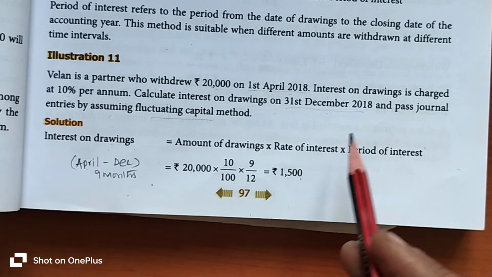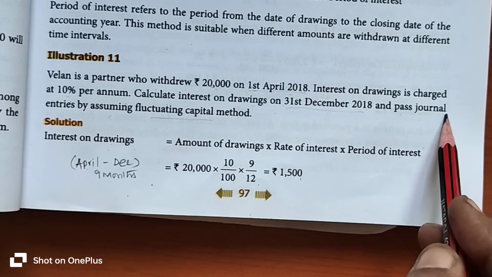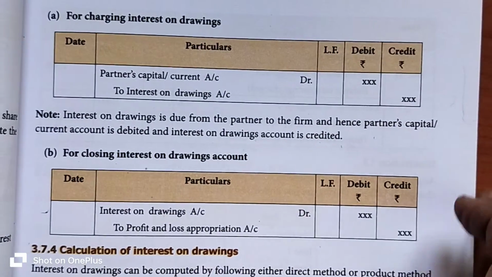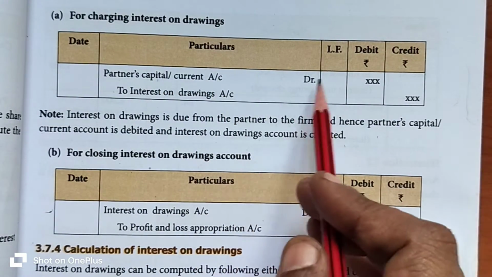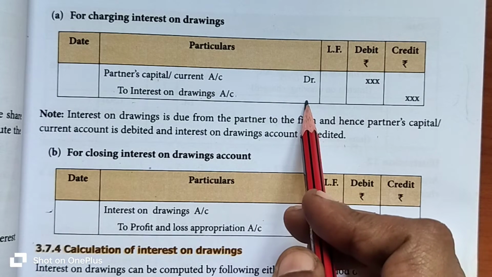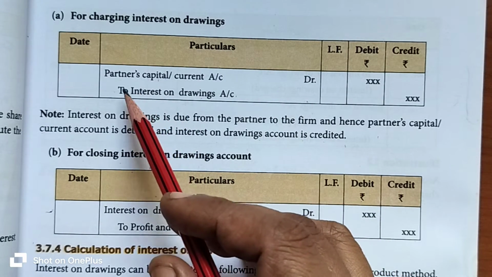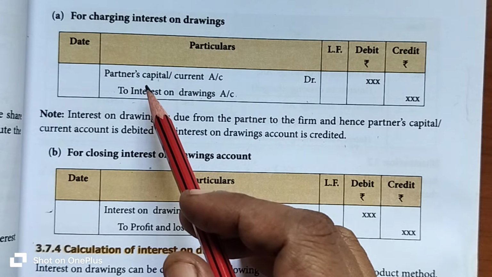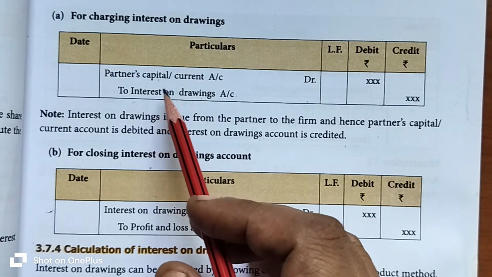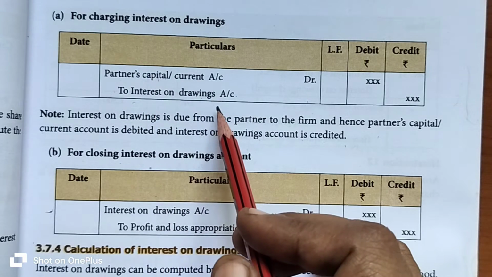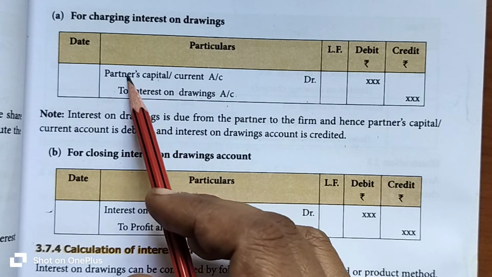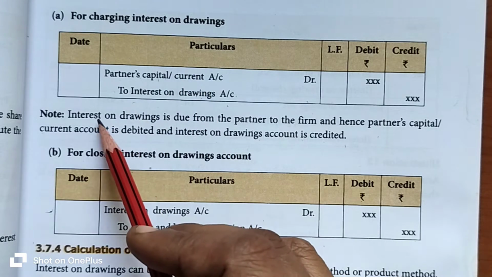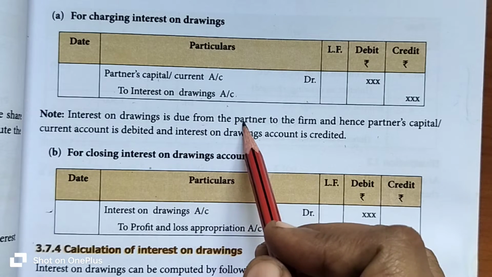Now apart from that we have to pass the journal entries. What is the journal entry for interest on drawing? Partners' capital or current account debtor to interest on drawing account. Listen here, before that, what is the format for interest on capital? Interest on capital account debtor to capital account. So capital account is on the credit side, right? Here partners' capital or current account is on the debit side. Why? Because interest on drawing is due from the partners to the firm.